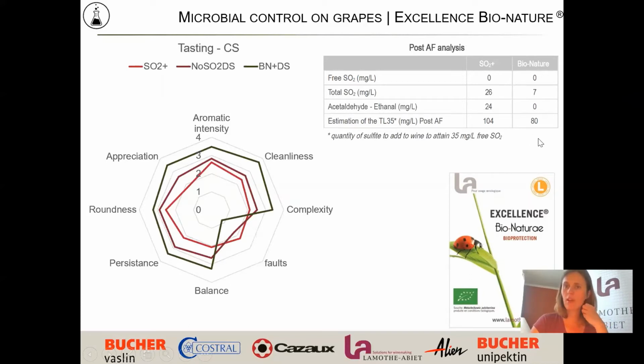we're comparing a trial where we use sulfur or no sulfur and BioNature, so of course the total sulfur is higher. What is interesting here is the amount of acetaldehyde produced when we use the BioNature. As we inhibit the development of all the non-Saccharomyces yeast, we actually reduce the amount of acetaldehyde produced.